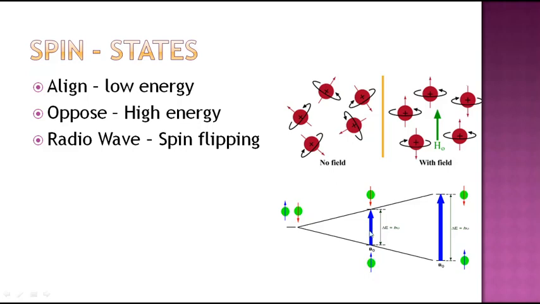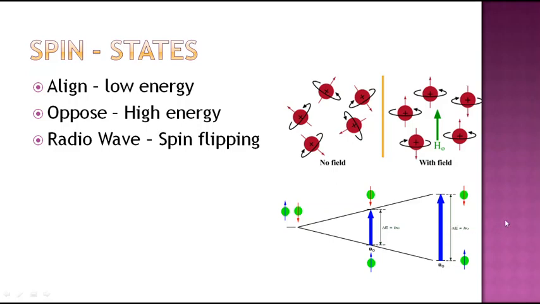But in the presence of a magnetic field, it aligns with the magnetic field or it opposes the magnetic field, right? And therefore a separation. If the magnetic field strength is low, then the separation is also minimum. If the magnetic field strength is high, then the separation is also maximum. And therefore the separation of energy levels depends upon the strength of the magnetic field, right? Those that align get lower energy, those that oppose get higher energy.